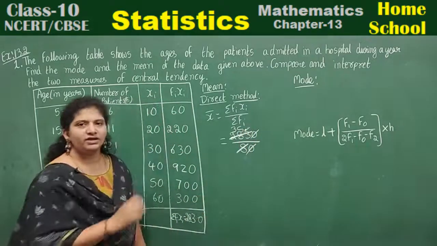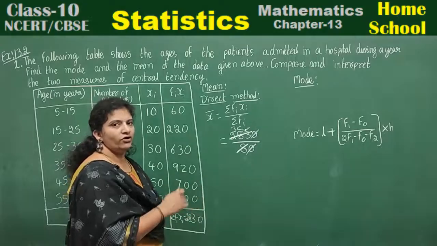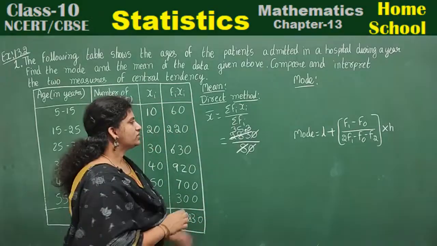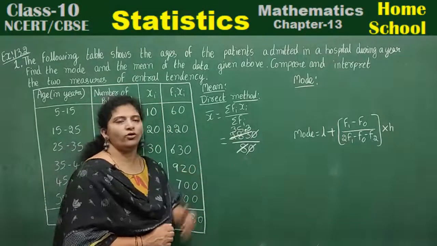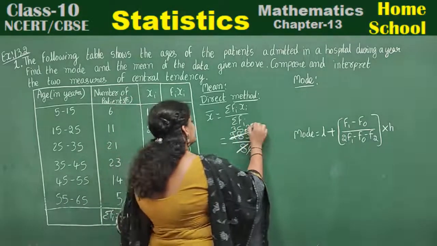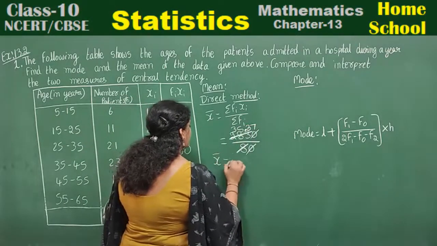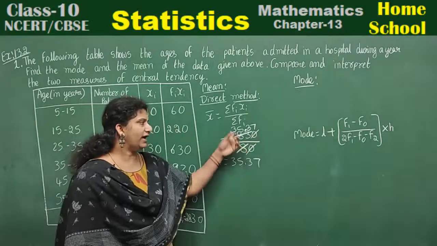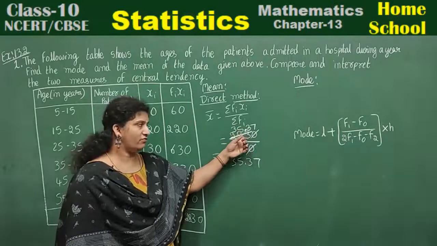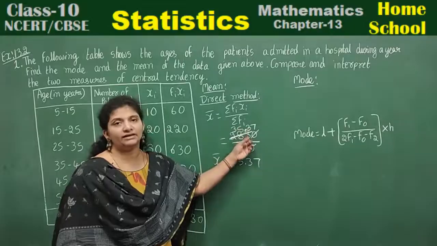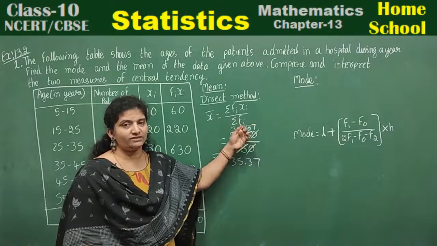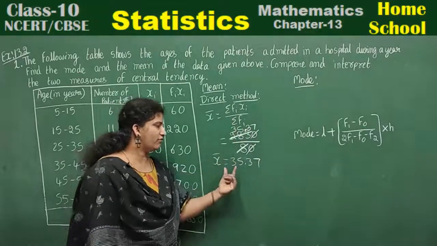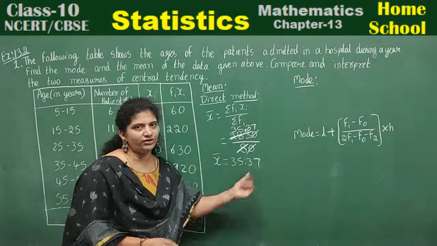Put a decimal point, 30. 8 3s are 24. Then 60 again. 8 7s are 56. So you can end up here. The mean value x bar is equal to 35.37.